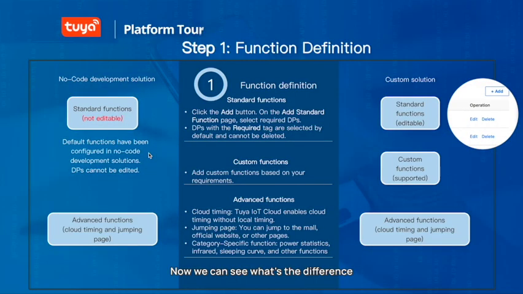Now we can see what the difference is. For the no-code development solution, there are some standard functions. They are not editable, but for the custom solution, the standard functions are editable. This is the difference. And for custom functions, in the custom solution we can add some custom functions, but in the no-code development solution, you cannot add them.